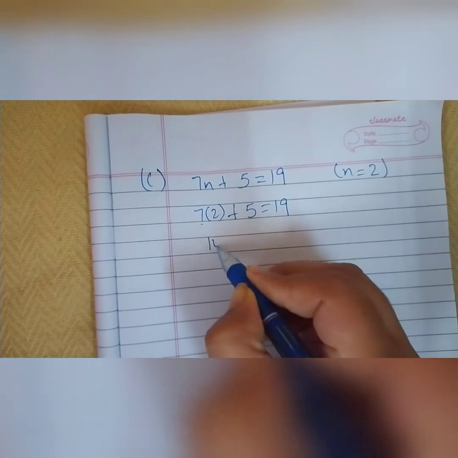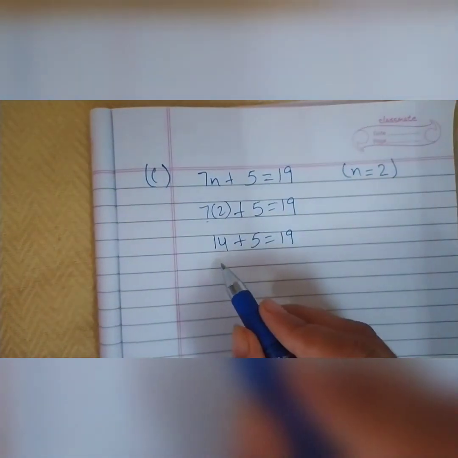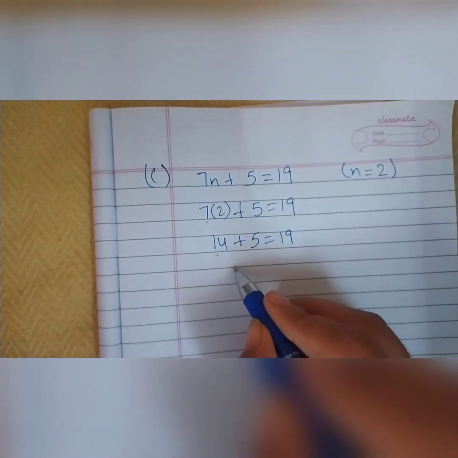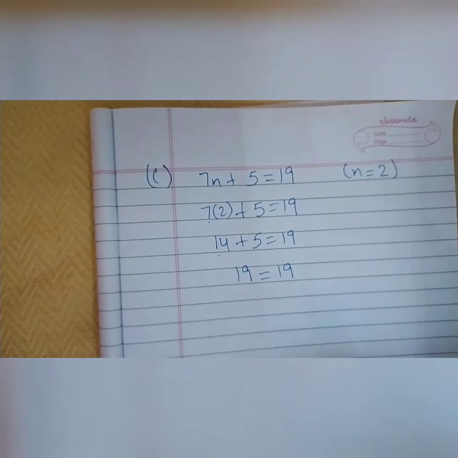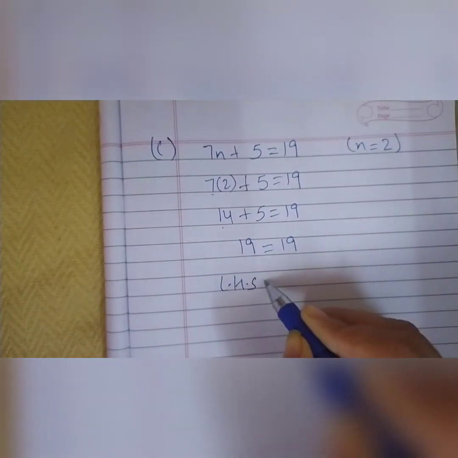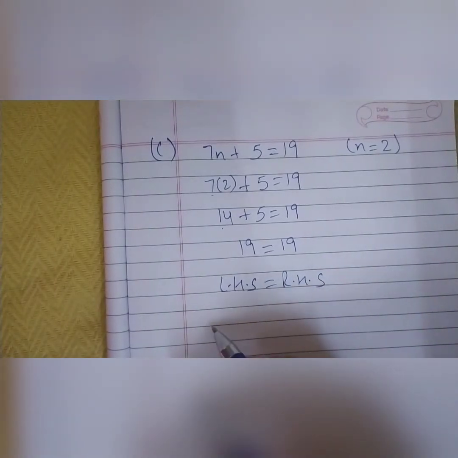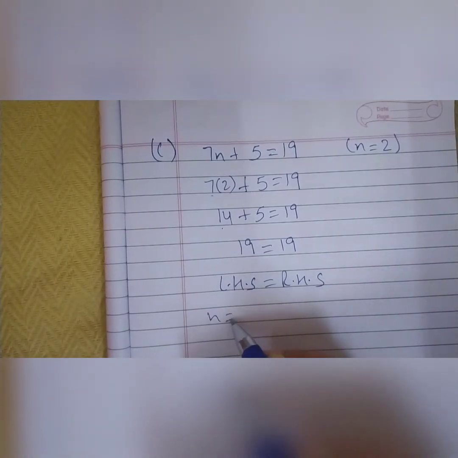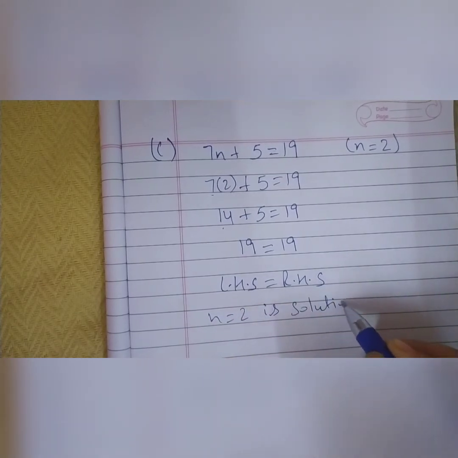7 2s are 14 plus 5. And see students, in the left side 14 plus 5 is 19, and the right hand side is also given 19. So here in the third part we see that left side is equal to right side, or we can say n is equal to 2 is a solution of your equation.